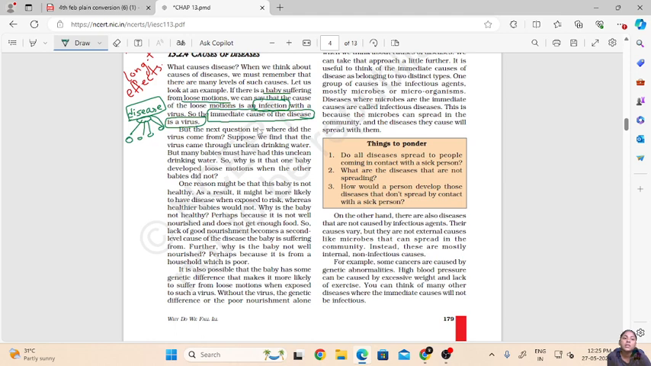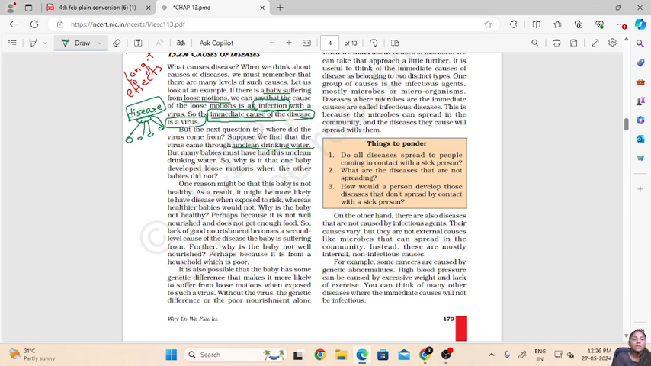Now the next question is, where did this virus come from? So the immediate cause is the infection that is caused from virus, but where did this virus come from? How did the baby get in contact with the virus? So suppose we find out that the virus came through unclean water, so unclean drinking water. But this unclean drinking water also would have been had by many babies, right? So many babies must have had this unclean drinking water. So why is it that only one baby developed loose motions and other babies did not?